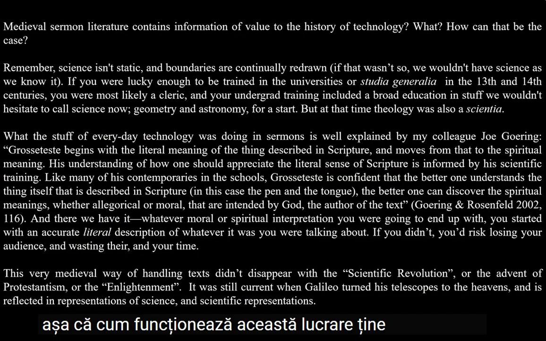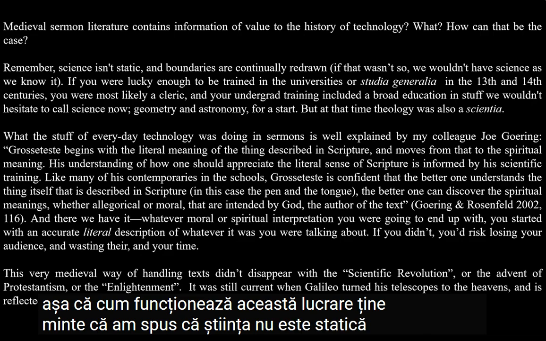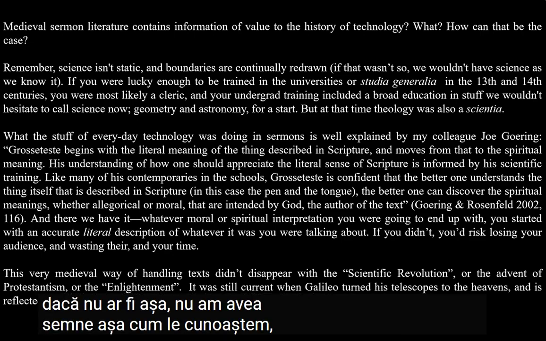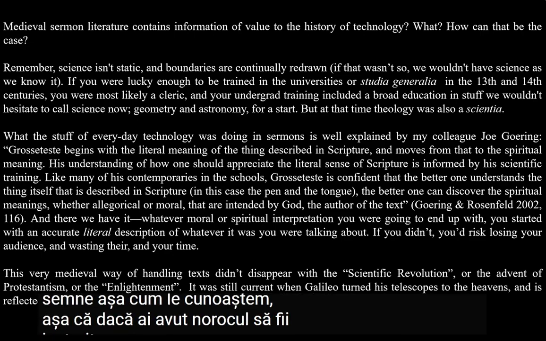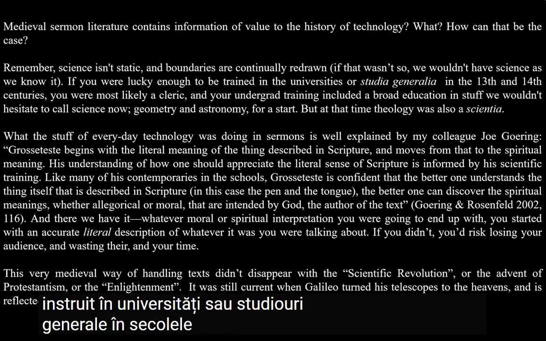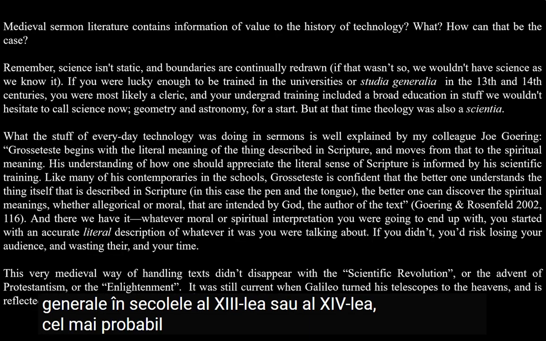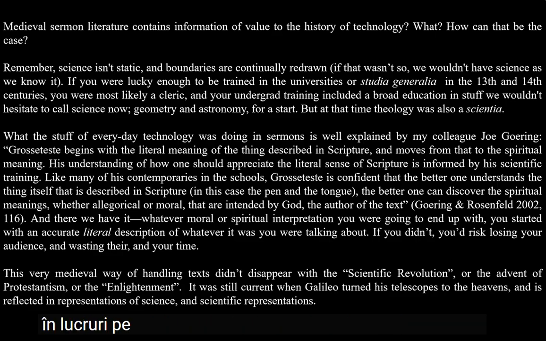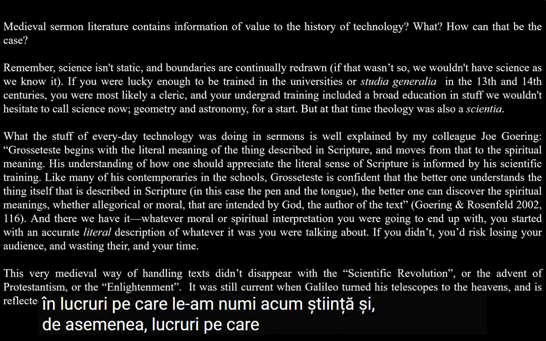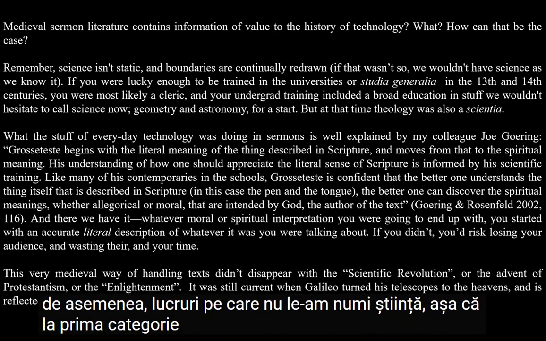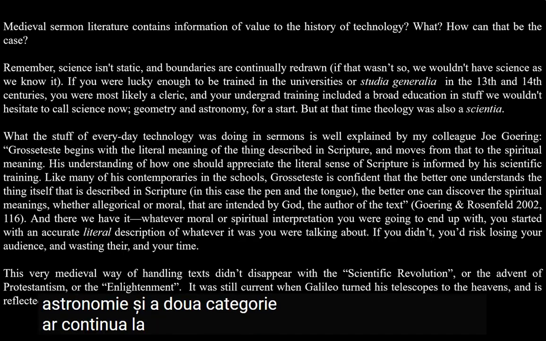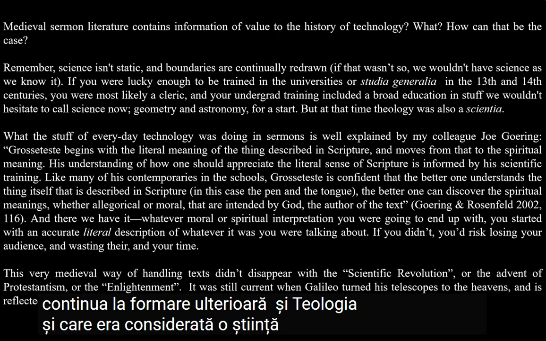So how does this work? Remember I said science isn't static and boundaries are continually redrawn, and if that wasn't the case, we wouldn't have science as we know it. So, if you were lucky enough to be trained in the universities or studia generalia in the 13th or 14th centuries, you were most likely a cleric, and your undergrad training included a broad education in stuff we would now call science, and also stuff we wouldn't call science. So in the first category, geometry and astronomy, and in the latter category, well, you would go on to further training in theology, and that was considered a science at the time.